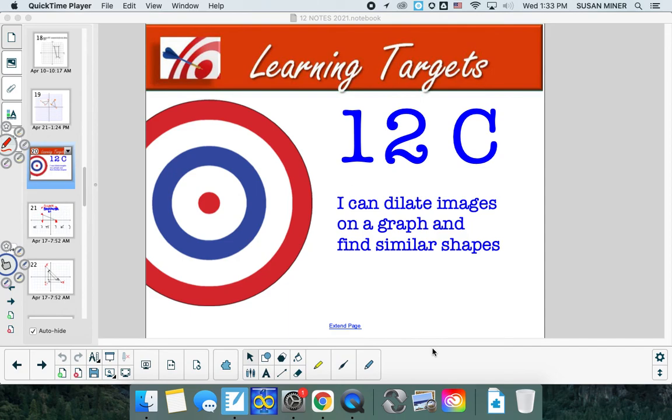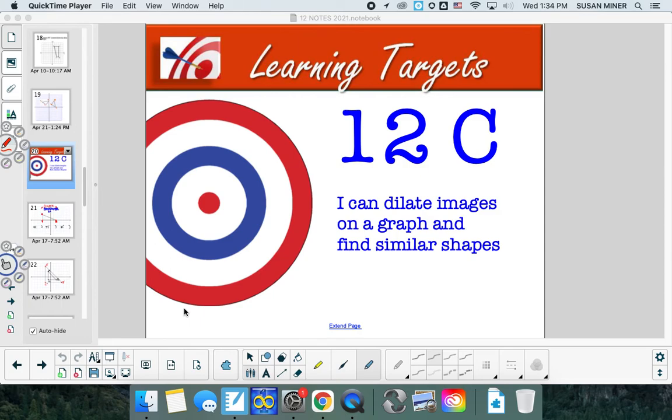Hi guys, this is Ms. Miner, and this is lesson 12C, and we're going to be talking about dilating images on a graph. And that a dilated image creates what's called a similar figure or a similar shape. Okay, so let's jump right into it.